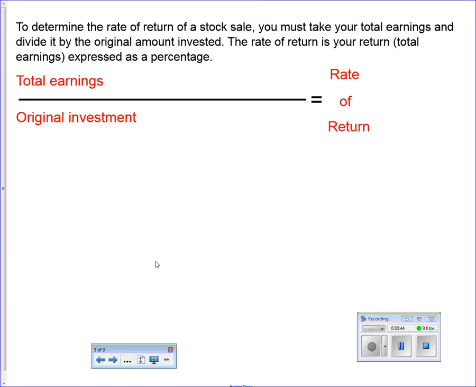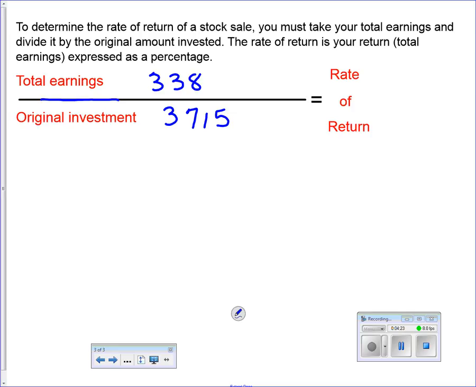Now the last thing we're going to calculate is the rate of return. So we know, based on the math we did in the last screen, our total earnings were $338. That's capital gains and dividends together. Our original investment, the amount that we originally put into this investment, was $3,715. So if you take your earnings and you divide it by your original investment, that will give you your rate of return.